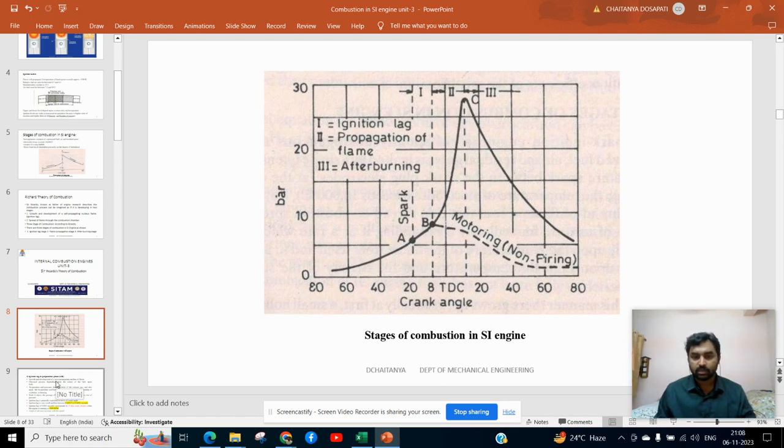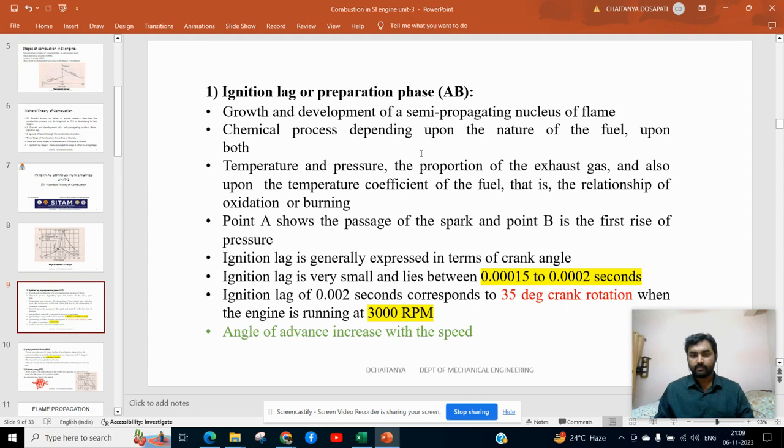Coming to the observations he made: from A to B, and a sudden rise of pressure can be seen from B to C, and the sudden decrease of pressure is called after-burning at this third stage. So you can see ignition lag. Ignition lag is defined as the preparatory phase. So why is it called the preparatory phase?